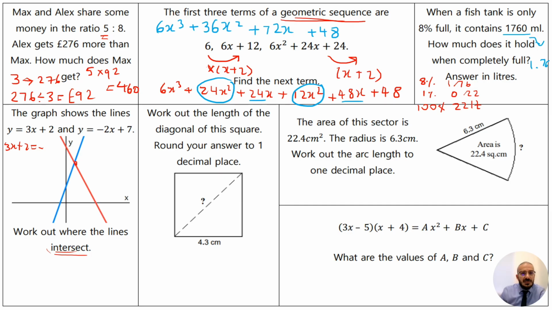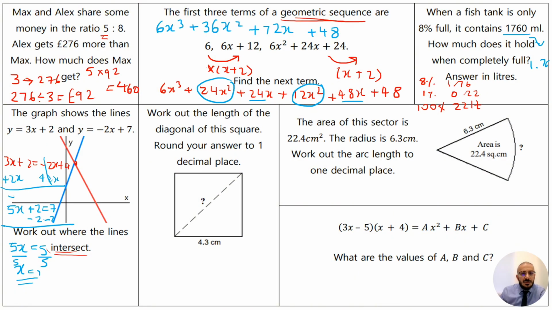Let me just rewrite it in a better position so you can see the working out. So we've got 3x plus 2 is equal to negative 2x plus 7. What we can do is we are going to balance the equation. We're going to add 2x to both sides. This 2x is going to cancel out, so we'll have 5x plus 2 is equal to 7. Take 2 away from both sides will give us 5x equals 5. And divide both sides by 5, x would be 1.